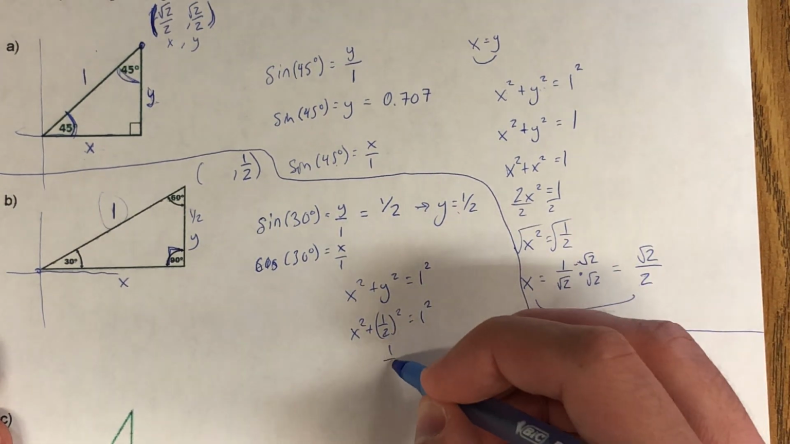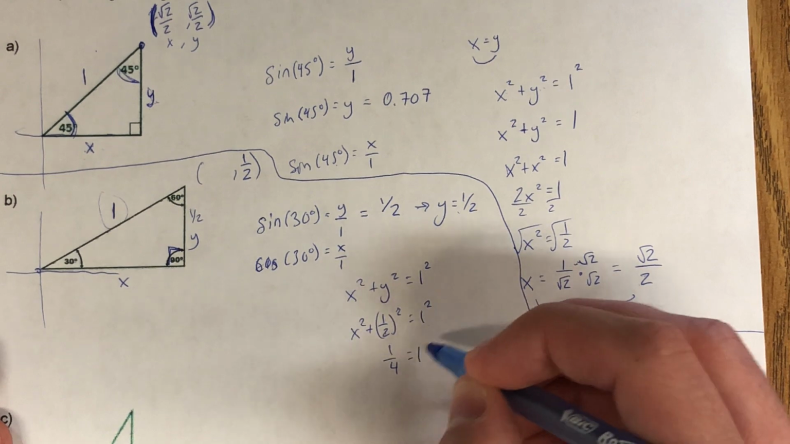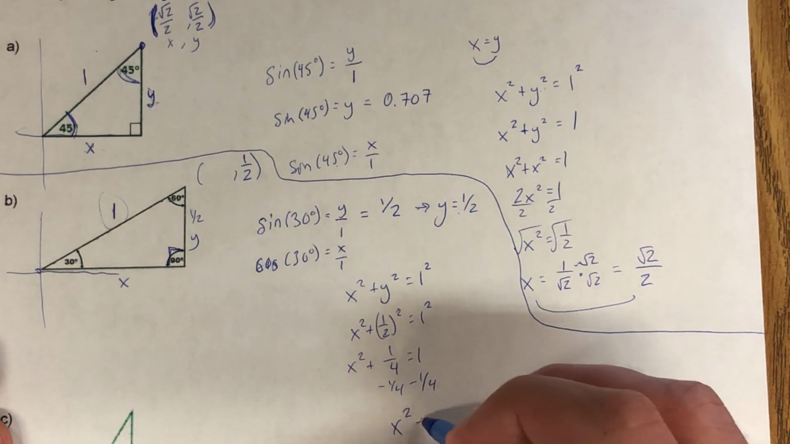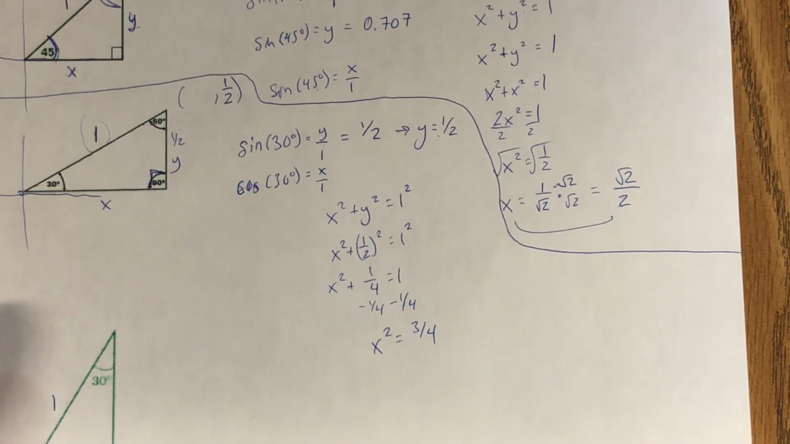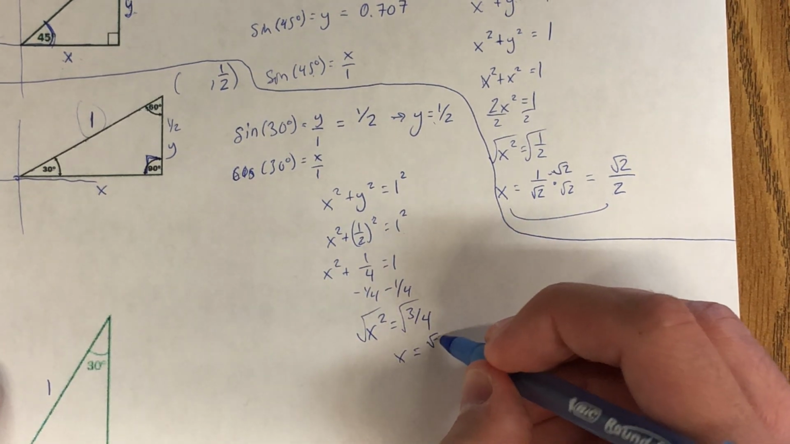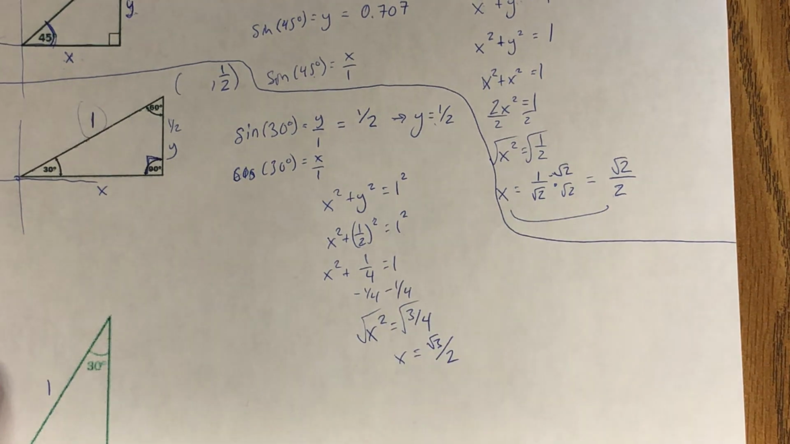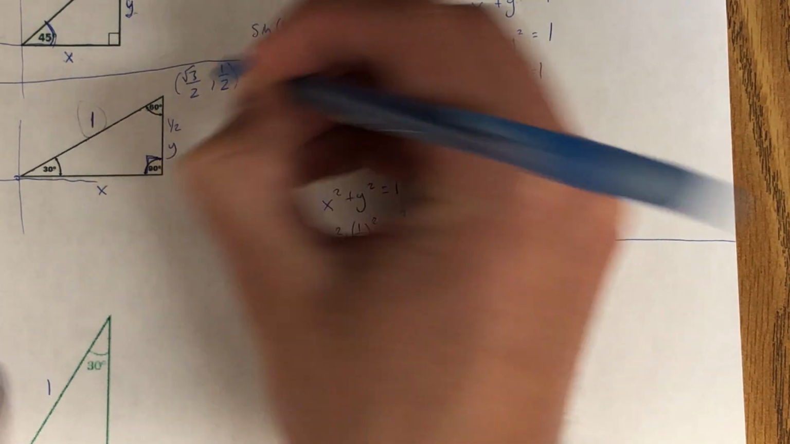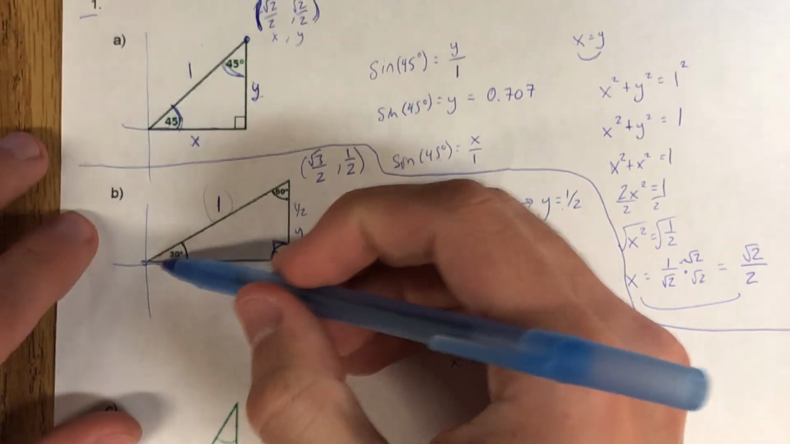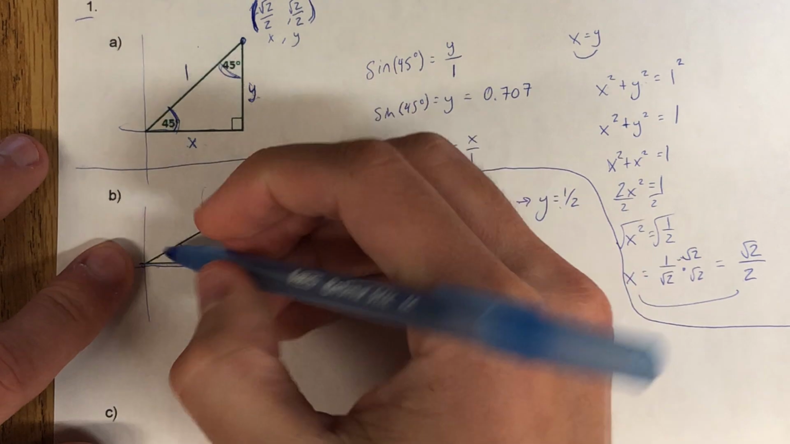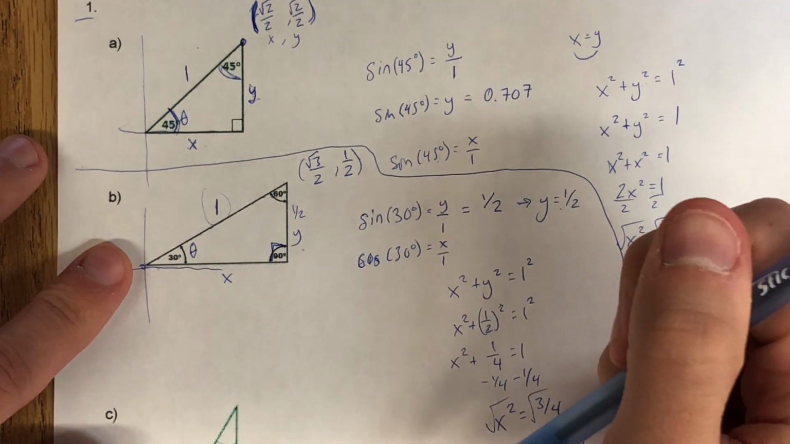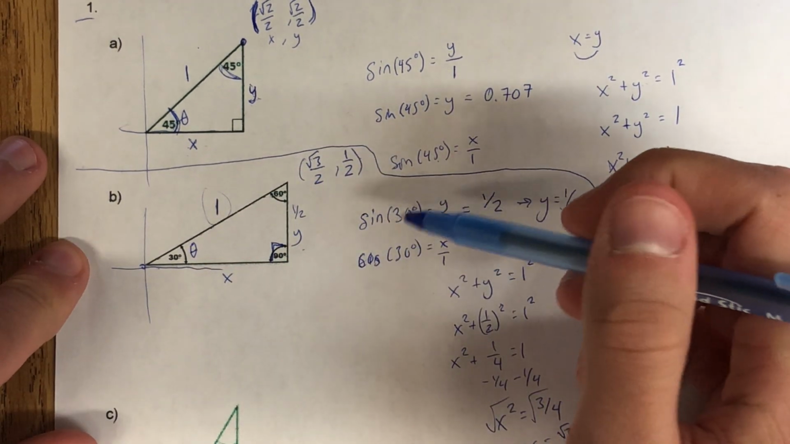So y squared is 1/2 squared, which is 1/4, because 1 squared is 1 and 2 squared is 4. Subtract 1/4 from both sides. We get x squared equals 3/4. Take the square root. We get x equals the square root of 3 over the square root of 4, which is 2. So x is root 3 over 2. What I just found is that with a 30, 60, 90 triangle where theta is 30 degrees, y is 1/2 and x is root 3 over 2.